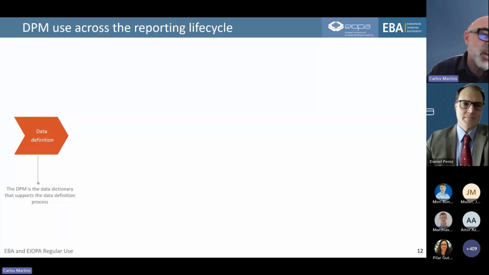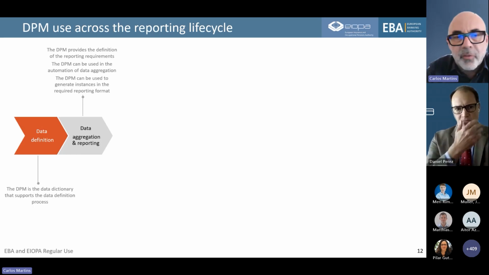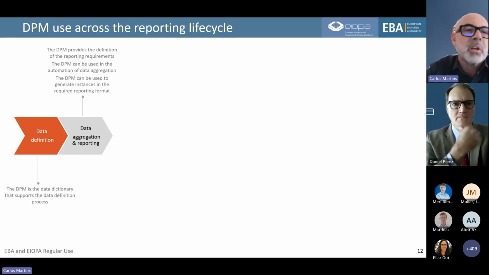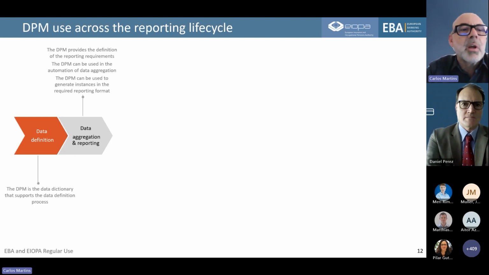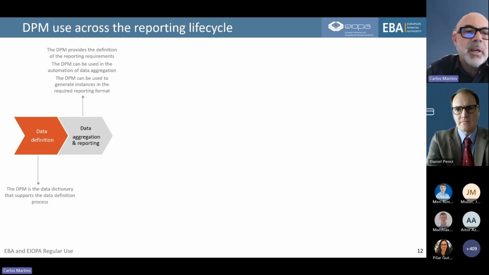I think Aito in a way already mentioned this. So what are the uses of DPM across the reporting lifecycle? Data definition is the first one, of course. Then from the side of institutions, there is a data aggregation and reporting process where DPM will provide the reporting requirements. This can be automated, and I think in the last presentation we will discuss this. Our colleague from Erste Bank will go into this in detail, which is a very interesting presentation.